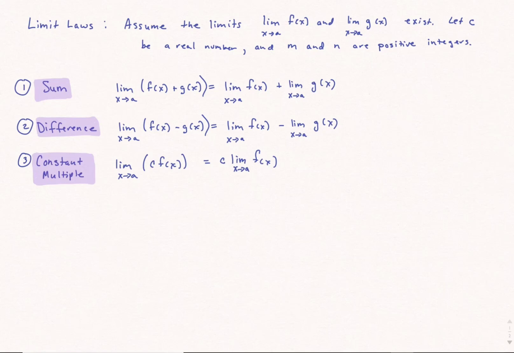Our third limit law is the constant multiple. If you have the limit of x approaches a of c times f of x, you can pull that c out, and it's simply c times the limit as x approaches a of f of x. Now the next limit law is one that makes me a little nervous, because although it works in this case, later on in calculus, you're not going to be able to do what you can with the limit laws. That is, the limit as x approaches a of f of x times g of x is equal to the limit as x approaches a of f of x times the limit as x approaches a of g of x.